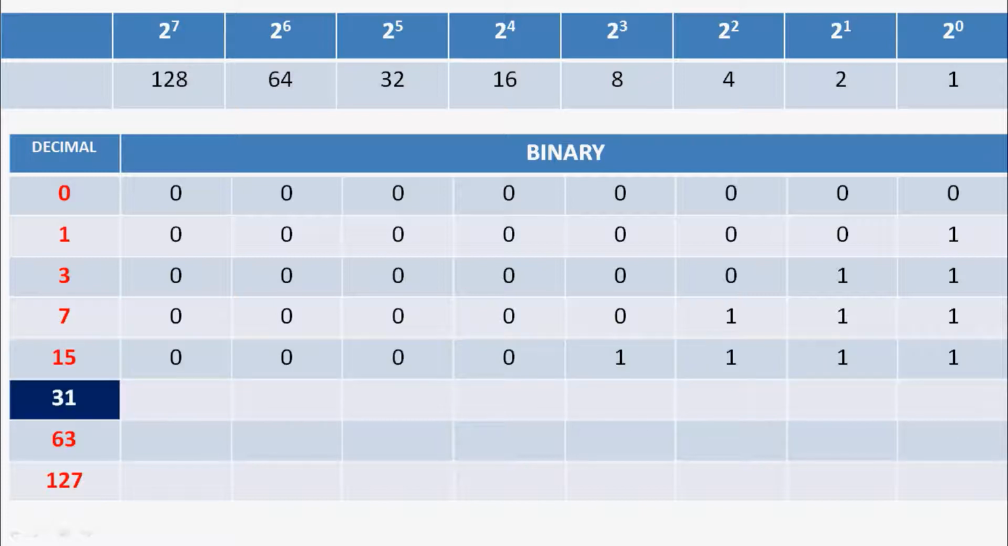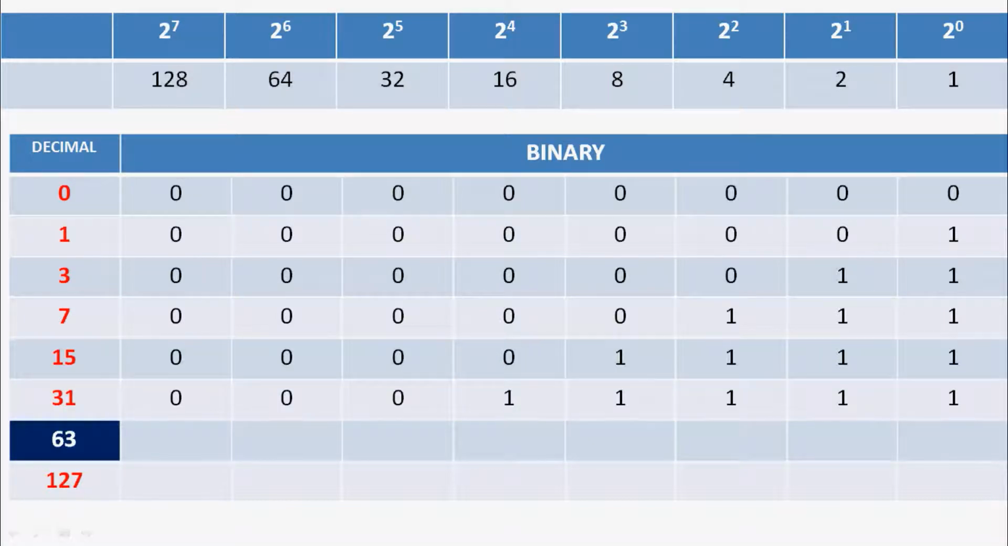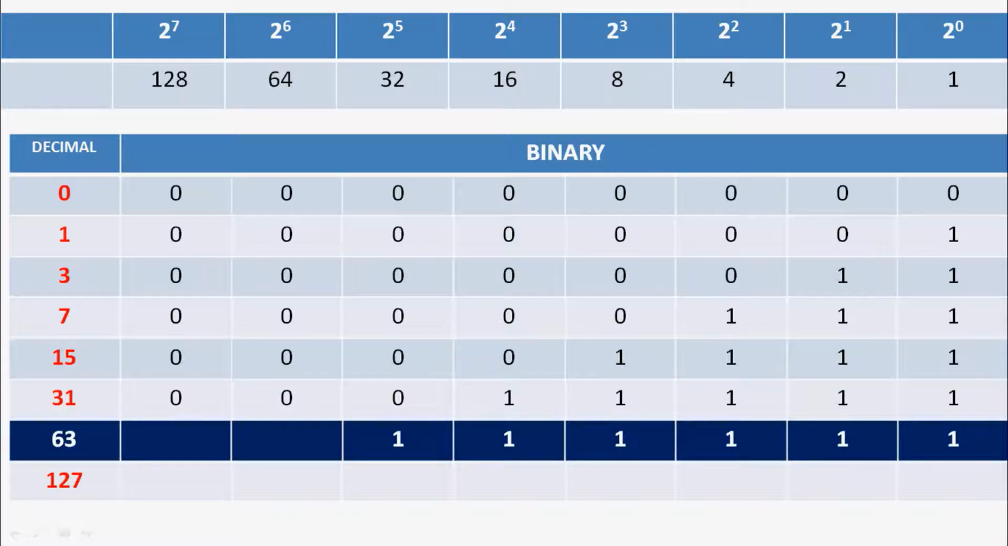We'll go to 31. We have to find 32, which is in the magic table, and after that the remaining numbers we have to put ones: 16 plus 8 plus 4 plus 2 plus 1. And the remaining bits we have to put zeros. Now we'll come to 63. We can see 64. Don't consider 64. All other least significant bits we have to consider. So I am going to put all the ones from 32 plus 16 plus 8 plus 4 plus 2 plus 1. So I have to put all on bits, and the remaining 2 bits I have to put zeros.